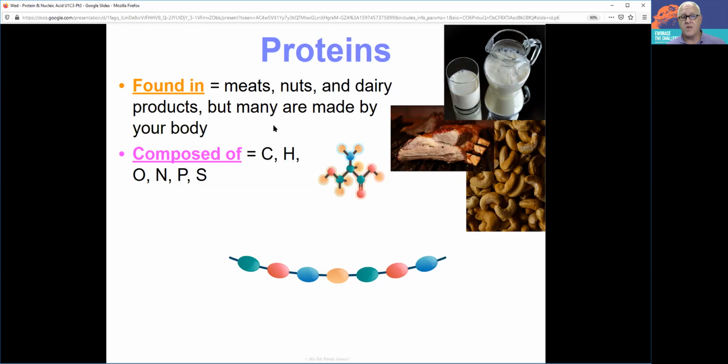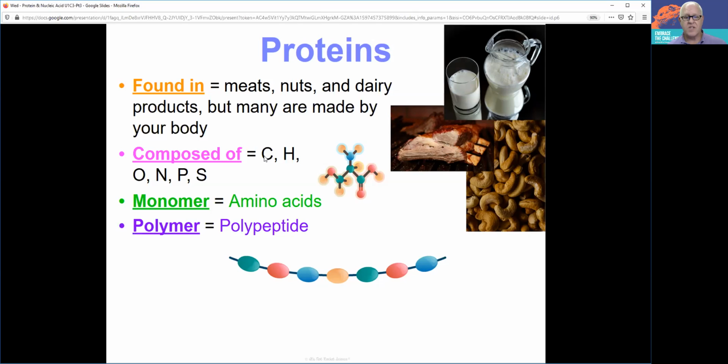Proteins are composed of carbon, hydrogen, oxygen, nitrogen, phosphorus, and sulfur. Proteins are made up of all of those elements, and we'll call them the CHONSPs. I can't say that. It's kind of funny. The monomer of the protein is the amino acids. The polymers are the polypeptides. And the polypeptides are amino acids linked together by a peptide bond.